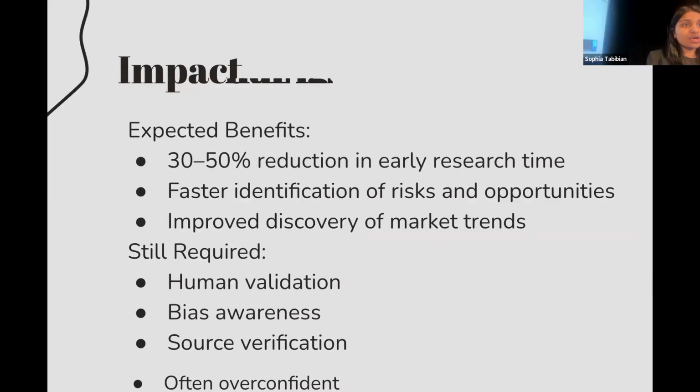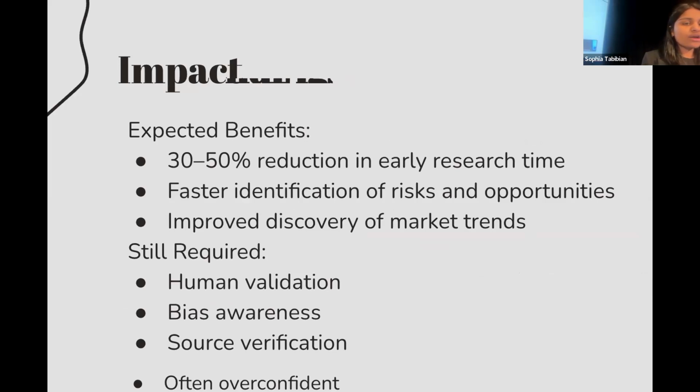The expected benefits, I estimated, would be about a 30 to 50% reduction in early research time, and a faster identification of risks and opportunities, especially in the analysis and comparison. As you can see in the previous photos, there was a risk section and an opportunity section. It also would improve the discovery of market trends because AI is really good at identifying patterns, because that's how it's made.